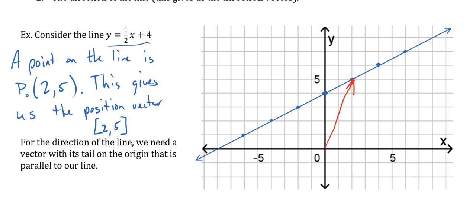For the direction of the line, we need a vector that's parallel, but it's going to have its tail at 0, 0, so that we can define it as a proper vector. So again, this is why I say it's very much like the slope, and the slope was a half, so up 1 over 2. If I start at 0 and I go up 1 over 2, then my direction vector, which we often denote as vector d, is [2, 1]. That's parallel to our line.